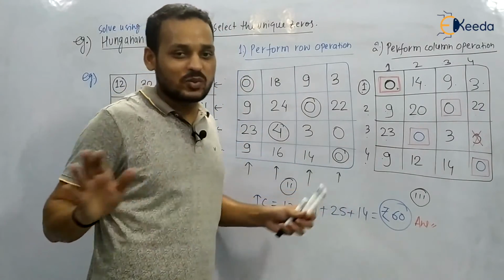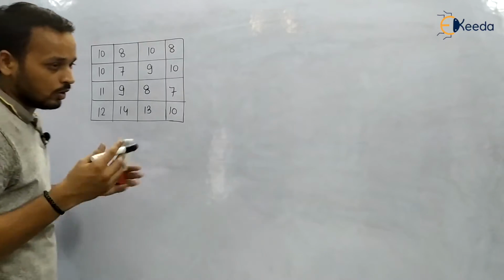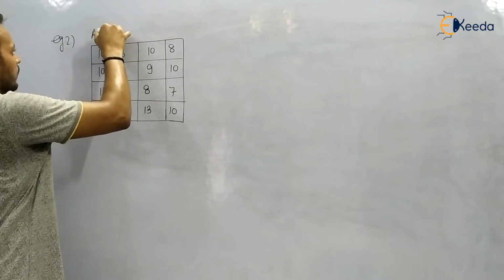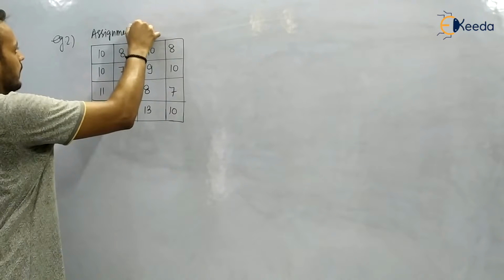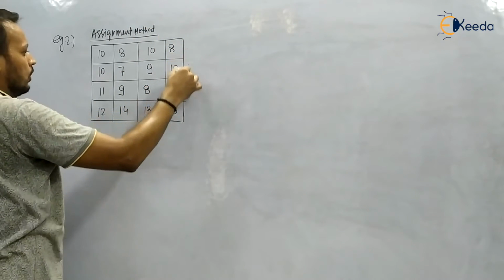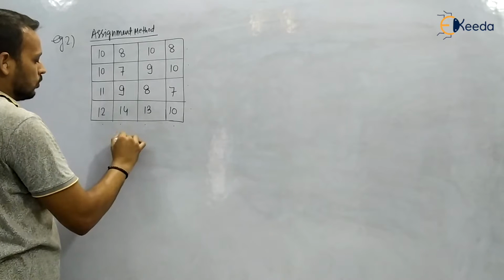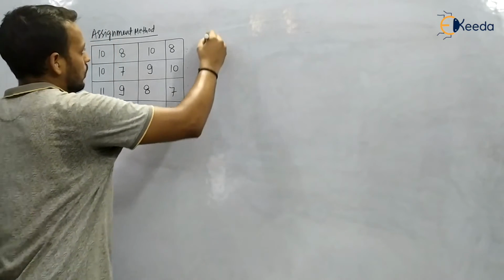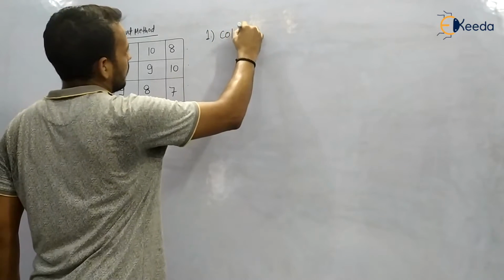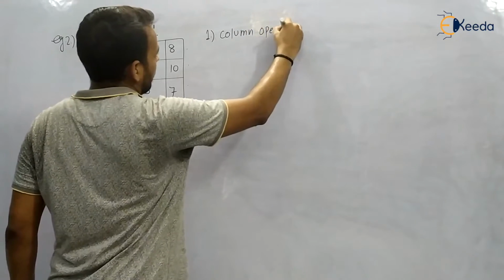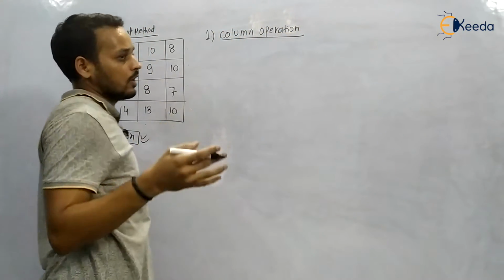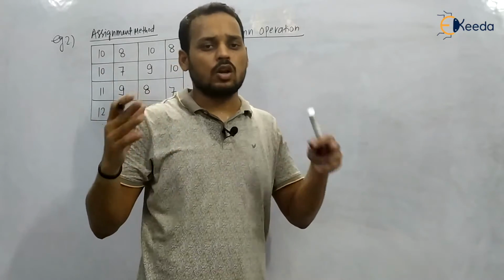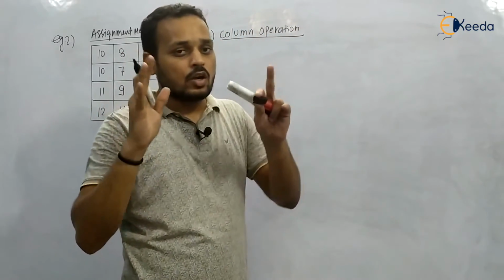Now we are going to do some modifications. Next example: we have to find the transportation cost using the assignment method. You can see it is balanced, a 4 by 4 matrix with 1 2 3 4 and 1 2 3 4, so m equals n and we do not have to do any modification. The first step I am going to do here is column operation. It is not fixed; in the last case we did row operation first, but you can perform either column or row operation first. In this case we are going to apply column operation first.